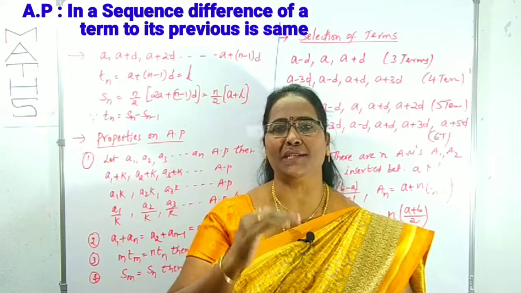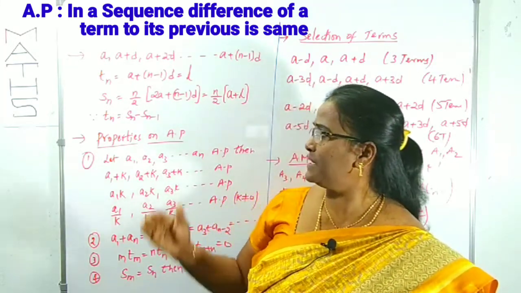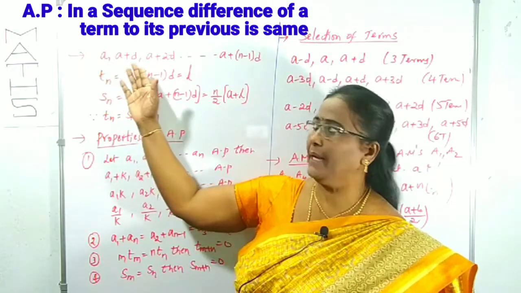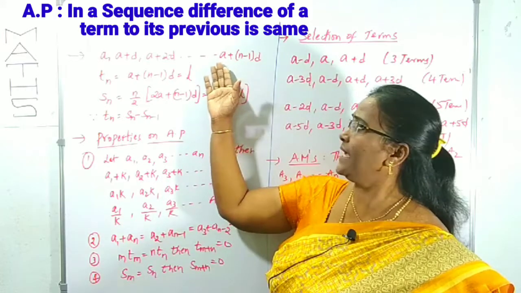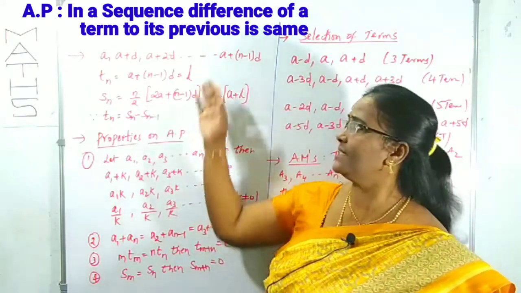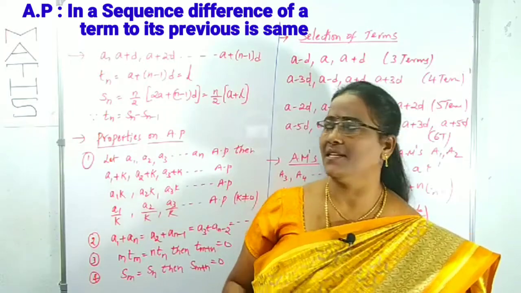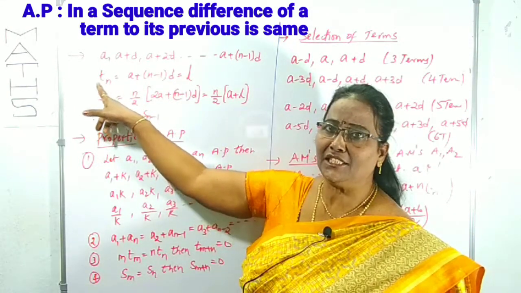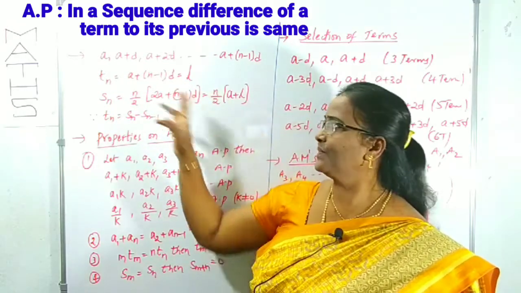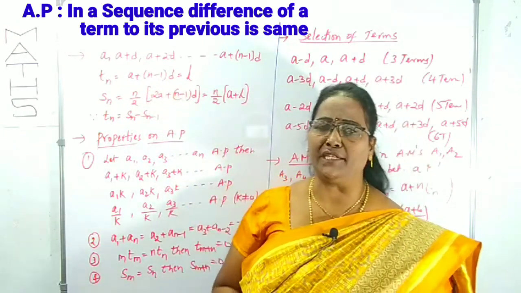And you have to know what the general AP series is. The general AP series is in the form of a, a plus d, a plus 2d and so on. This is the last term of that series, a plus (n minus 1) into d. This is called the nth term of the series. It is denoted by either Tn or L. Tn means the nth term, or L means the last term. It is a plus (n minus 1) into d.